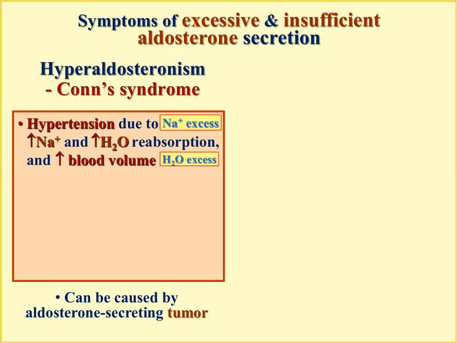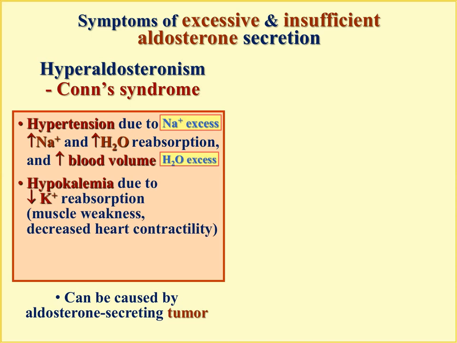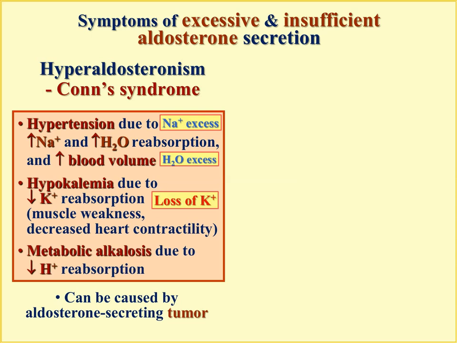As for the second effect, on potassium, hypokalemia develops, decreased potassium in blood, because potassium is lost from the body. Proportionally, the more sodium remains in the body, the more potassium is lost. And decreased potassium, hypokalemia, results in muscle weakness, decreased heart contractility, and some other changes. And last, influence on hydrogen. Excessive loss of hydrogen shifts the balance to the side of alkalosis, metabolic alkalosis, due to loss of hydrogen.